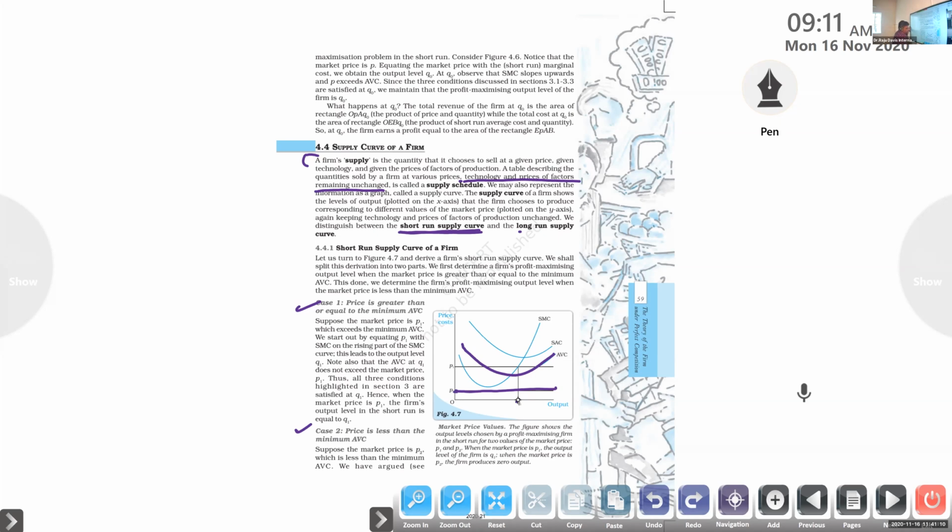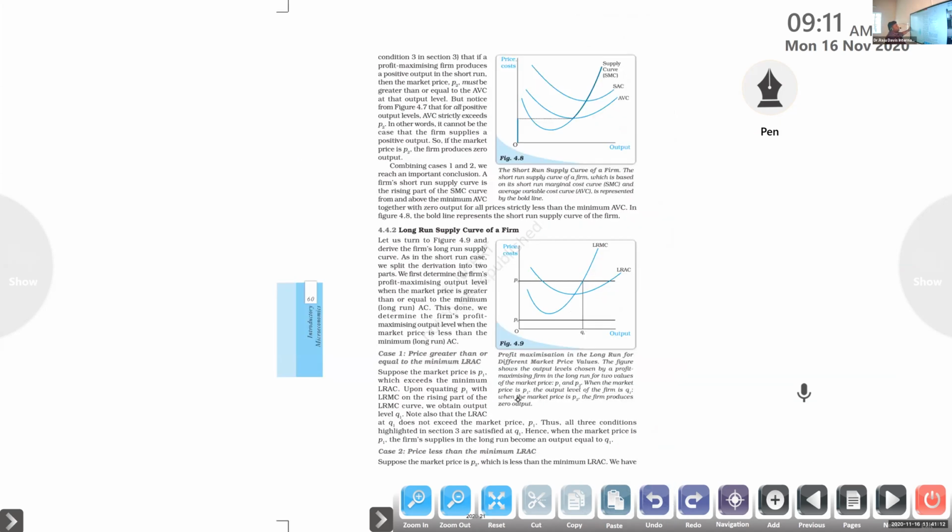We have argued in condition 3 in section 3 that if a profit maximizing firm produces a positive output in the short run, then the market price P2 must be greater than or equal to AVC. Less than that, they will not produce. It must be greater than or equal to AVC at that output level.